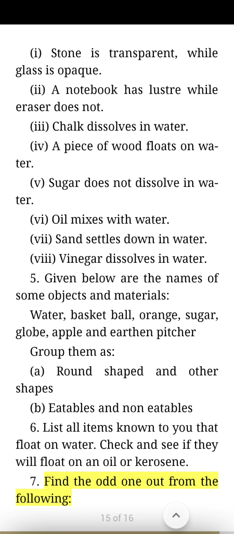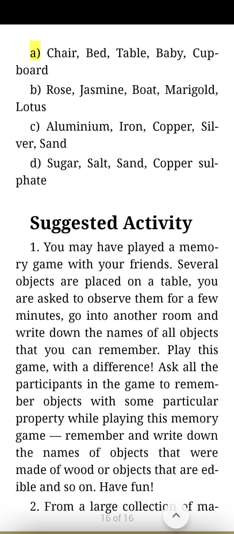7. Find the odd one out from the following. A. Chair, bed, table, baby, cupboard. B. Rose, jasmine, boat, marigold, lotus. C. Aluminium, iron, copper, silver, sand. D. Sugar, salt, sand, copper sulfate.